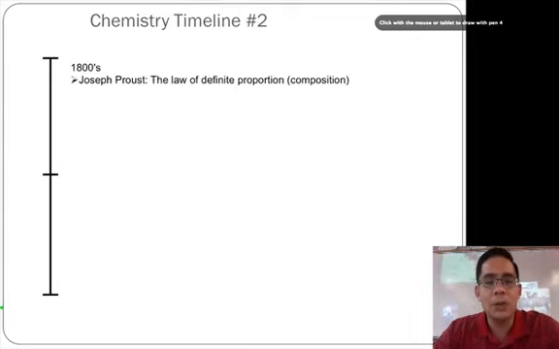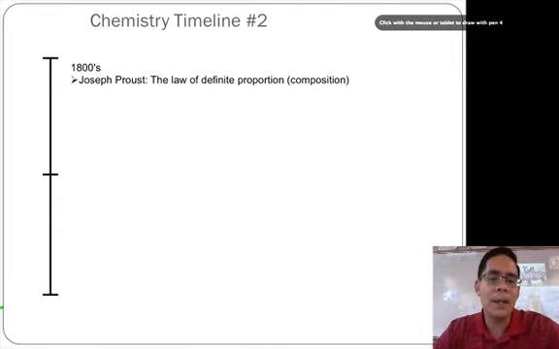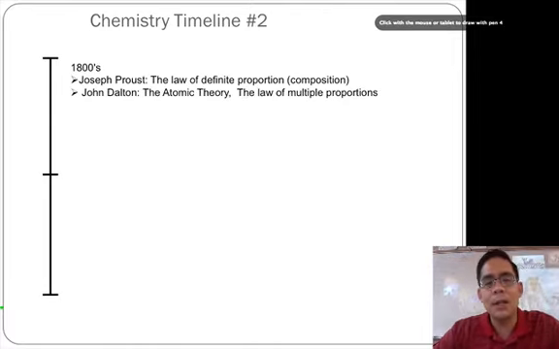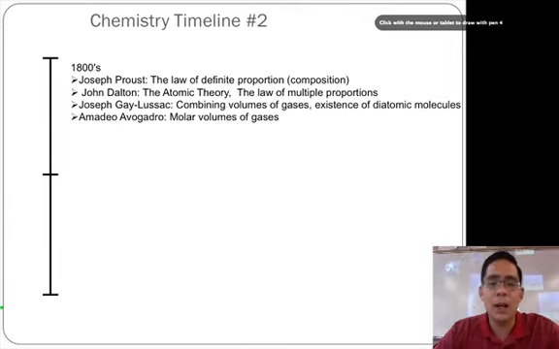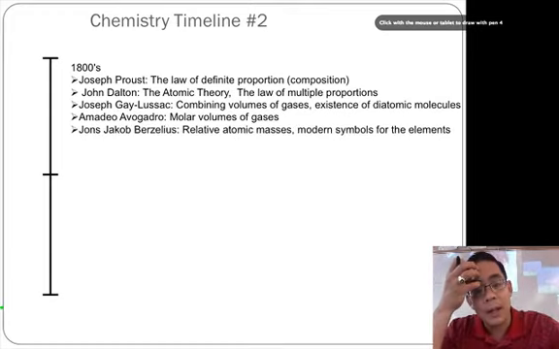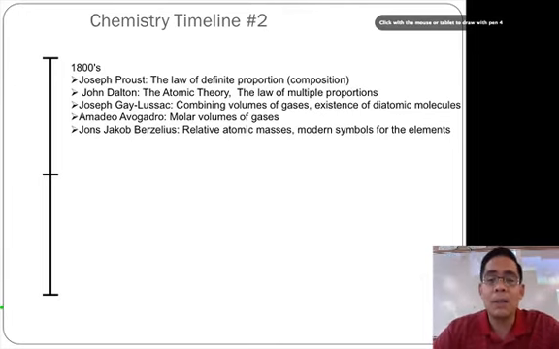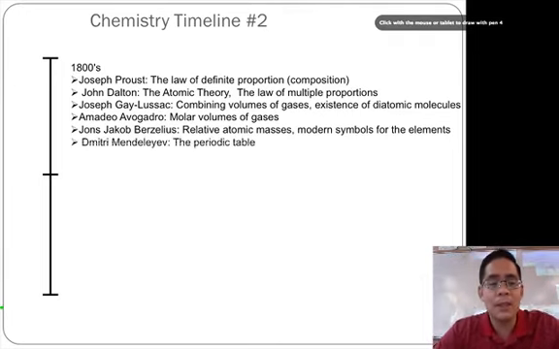Further down into the 1800s, and so now we're getting to more recent history, a guy named Joseph Proust came up with the law of definite proportion, when we talk about the creation of compounds. John Dalton came up with an atomic theory. So it wasn't until the 1800s that we started talking about the atomic theory. Gay-Lussac talked about gases and the volumes and how that actually affects them. Avogadro came up with the idea of what the volume is for a mole of gas.